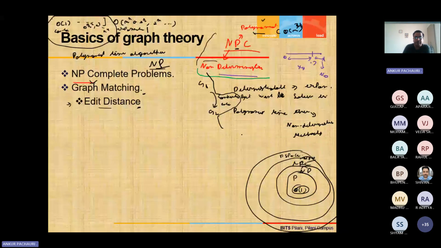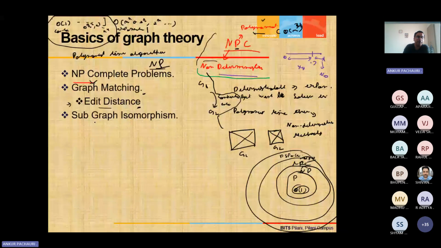So for example, if this is our one graph and this is our another graph, that means if we add two edges, G1 will be converted into G2. So the edit distance of a graph will be 2, in which I have just added two edges. Clear?